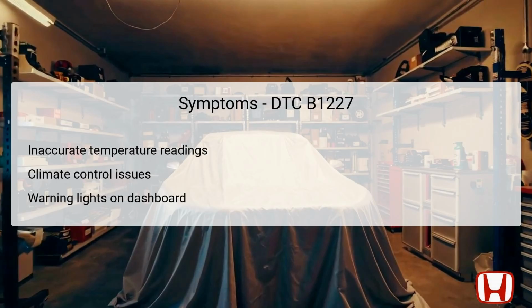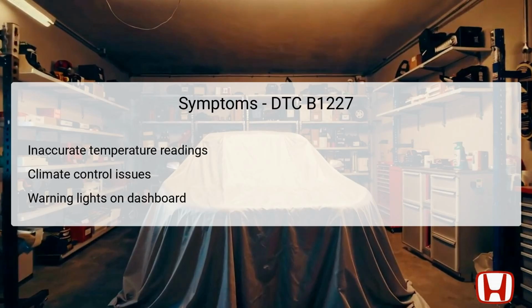Symptoms associated with DTC B1227 can significantly affect the driving experience. Primarily, you may notice inaccurate temperature readings displayed on the climate control unit, creating issues with heating or cooling settings inside the vehicle. This inconsistency can lead to discomfort, especially in extreme weather conditions.